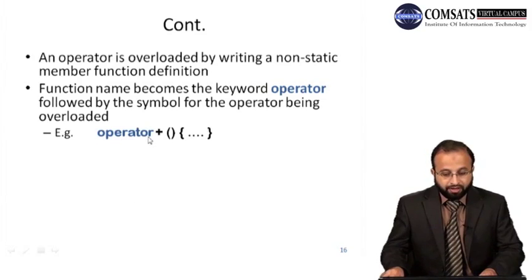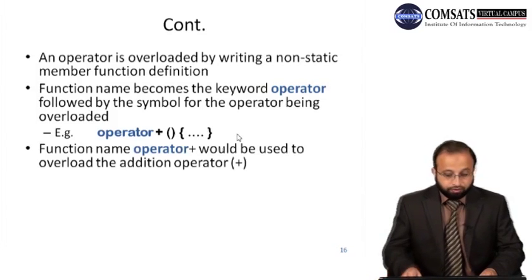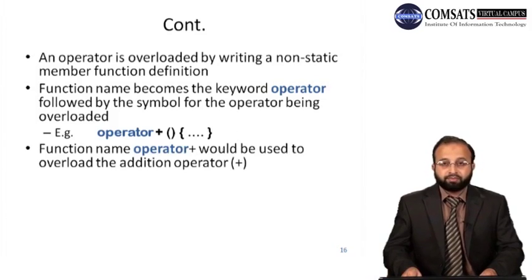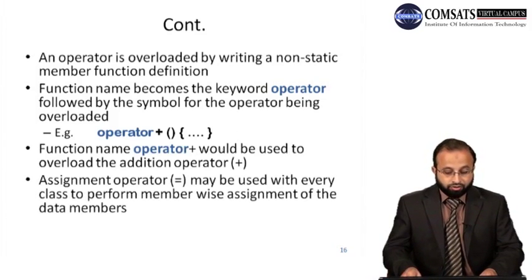operator is the keyword, then the operator, for example plus operator, we want to overload that operator, and this is the function parenthesis. If we want to pass some argument to that function, we can. We will see how. And this is the function opening bracket and closing bracket containing some statements, right? So the function name operator plus would be used to overload the addition operator plus.